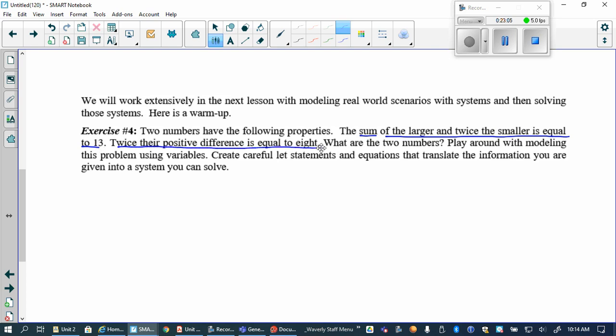Play around with modeling. No, we're not going to do this. I don't like it when they do that. We're going to just directly write 2 equations here and by God get the correct answer. All right. So how about we do this? You can use X and Y, but I think I'll use L for the larger number. And maybe S for the smaller.